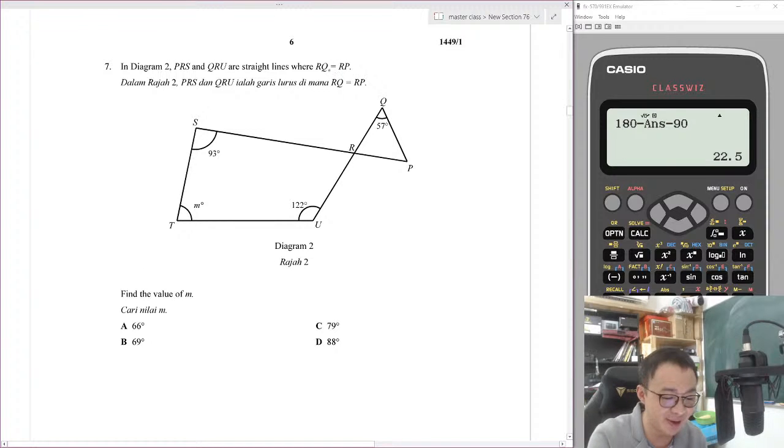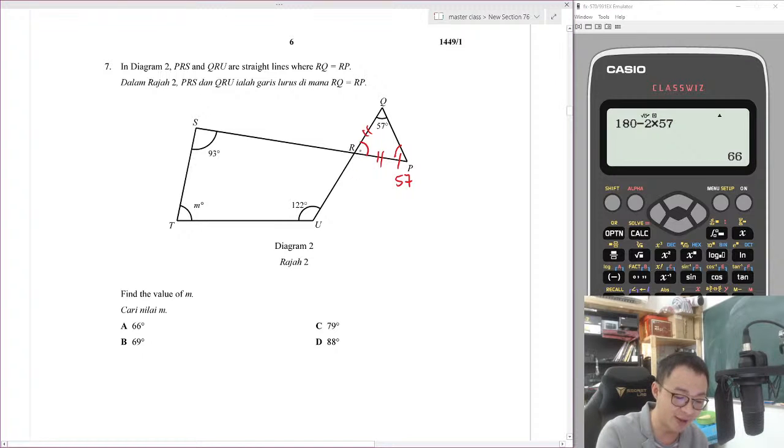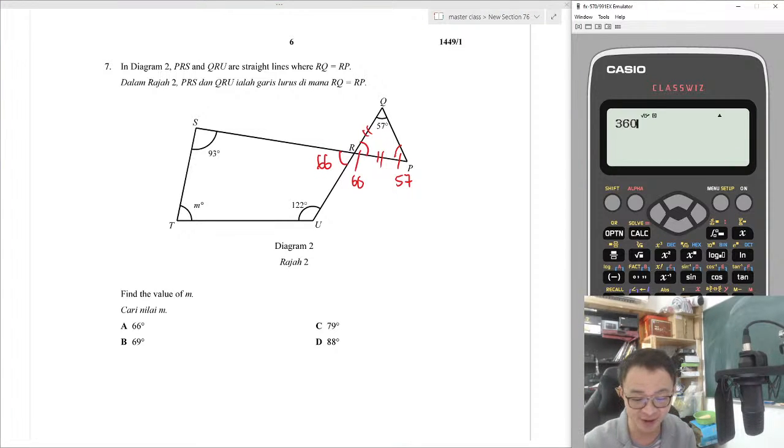Alright, this one they tell me RQ is the same length as RP. So basically same length means what? This is an isosceles triangle. So therefore here will be 57 as well. Then here will be 180 minus double of 57, should be 66. Alright, this is 66. So the opposite angles will always be the same. When the opposite angles are formed by two lines, they will always be the same. Then you want to find M, it is very easy. 360 minus 66 minus 93 minus 122.